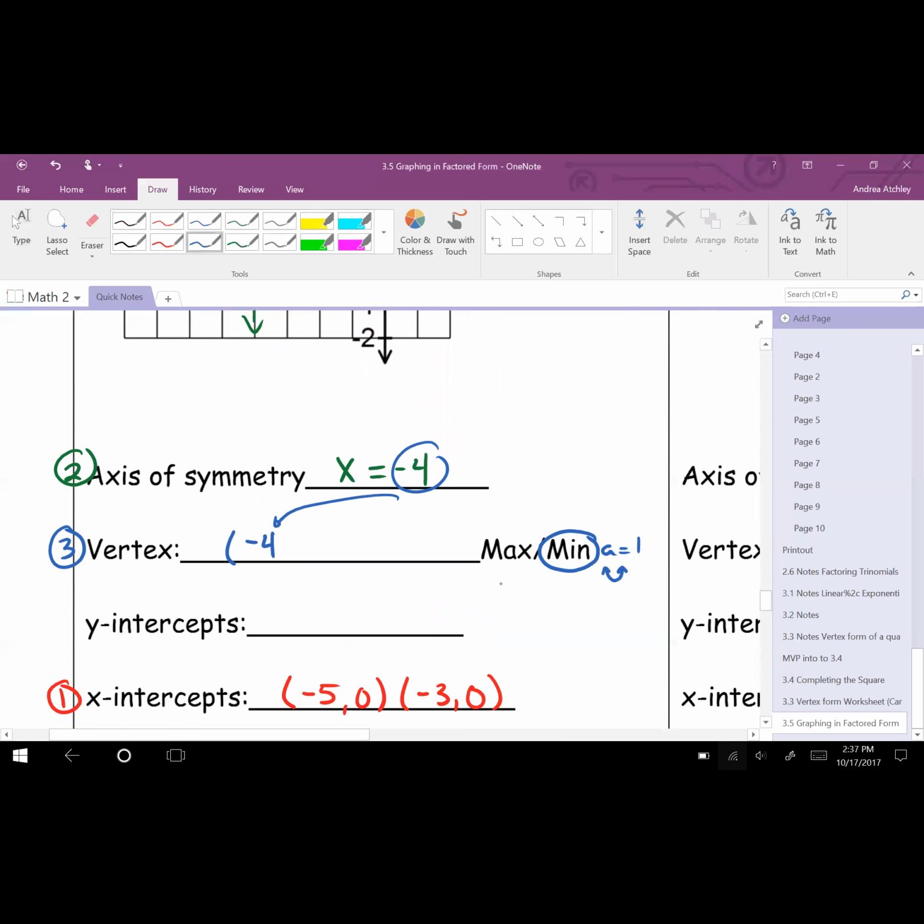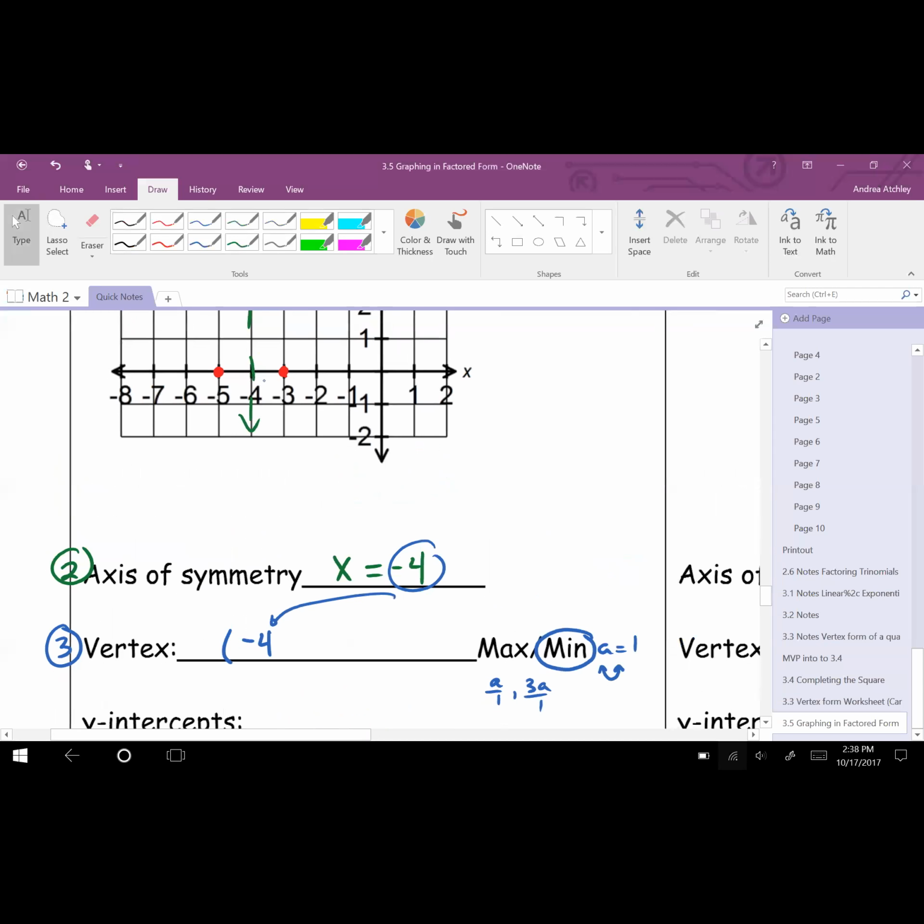And I can use a over 1 and then 3a over 1. Since I'm 1 away, I just need that first step. That's where I'm going to start. So I just go down 1 and over 1. And I'm on my vertex. Or on my axis of symmetry to get the vertex. Down 1 and over 1.